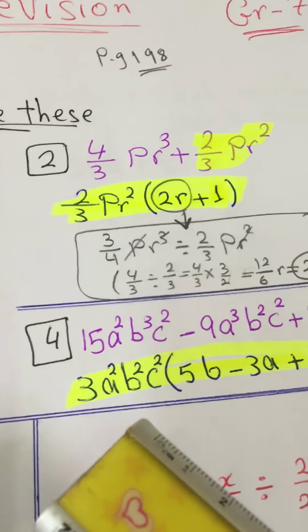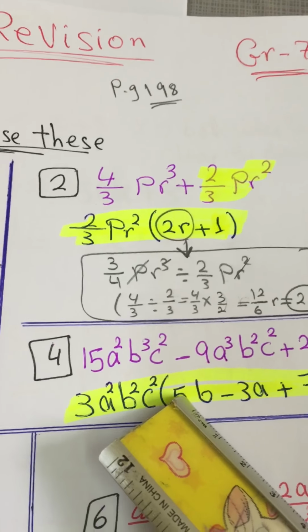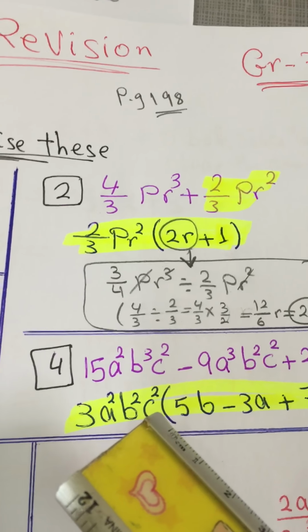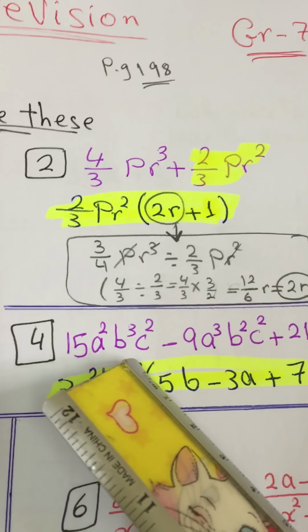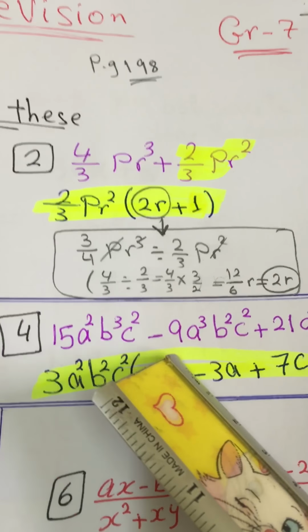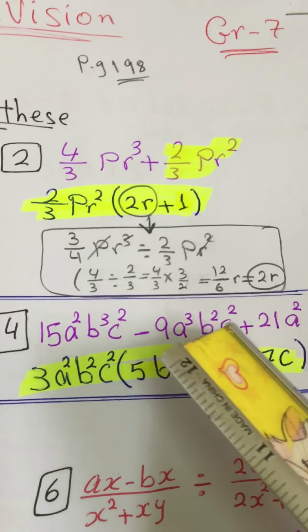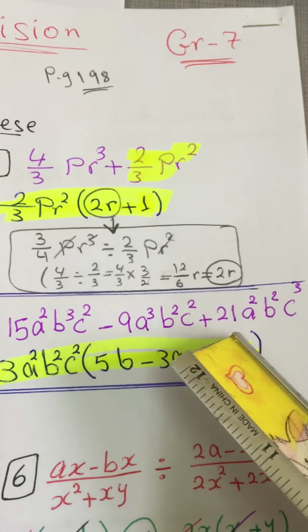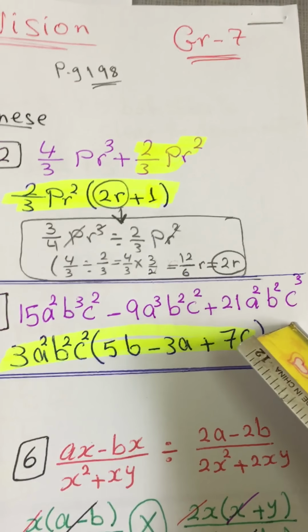In question number 4, the same exercise, 9 star, page 198, we have 15a^2b^3c^2 minus 9a^3b^2c^2 plus 21a^2b^2c^3.